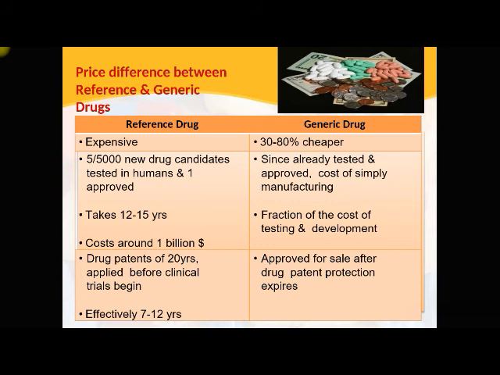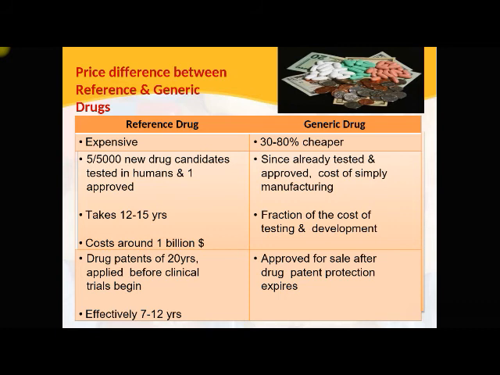But in case of generic drug, they are just a copy of the reference drug. Okay, so they don't have to spend a lot of money on getting the drugs tested in human beings or in animals. They just carry out the bioequivalence studies, and as the bioequivalence studies are cheaper to perform, the cost is less.